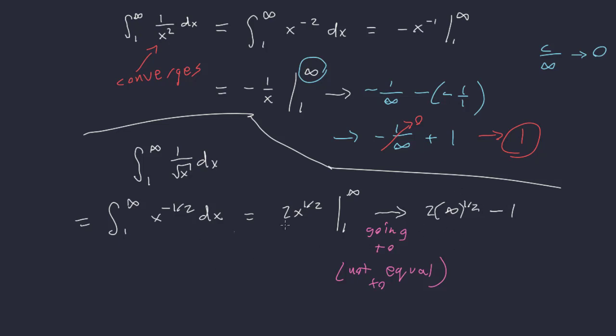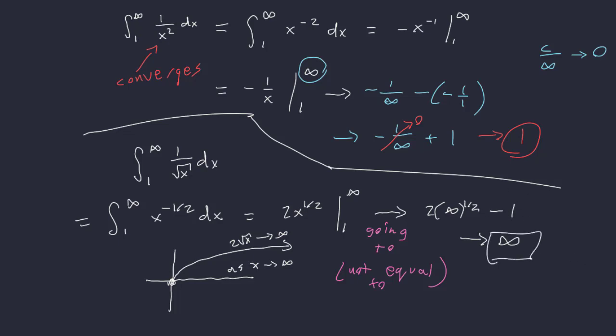All right, well, square root, or the x to the 1/2, or the square root of x, looks like this. So it eventually goes to infinity. So 2 square root x goes to infinity as x does. Okay, so this whole thing is going to infinity. The infinity takes over here, because the minus 1 isn't going to do anything. So this guy diverges.